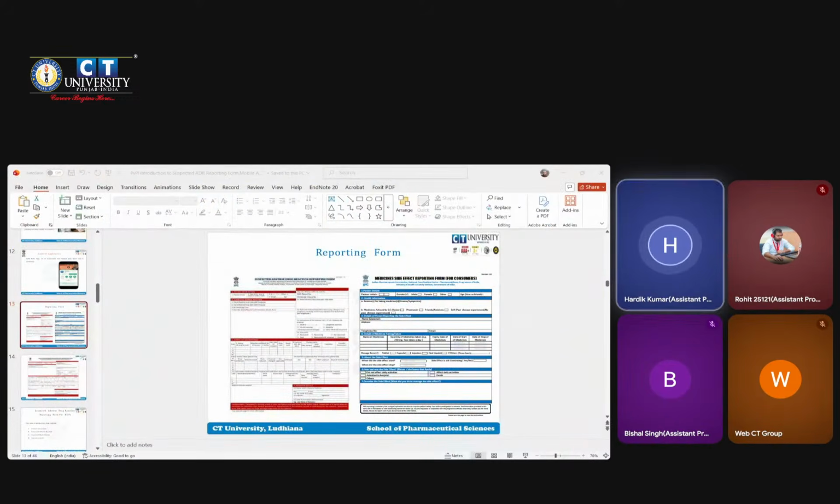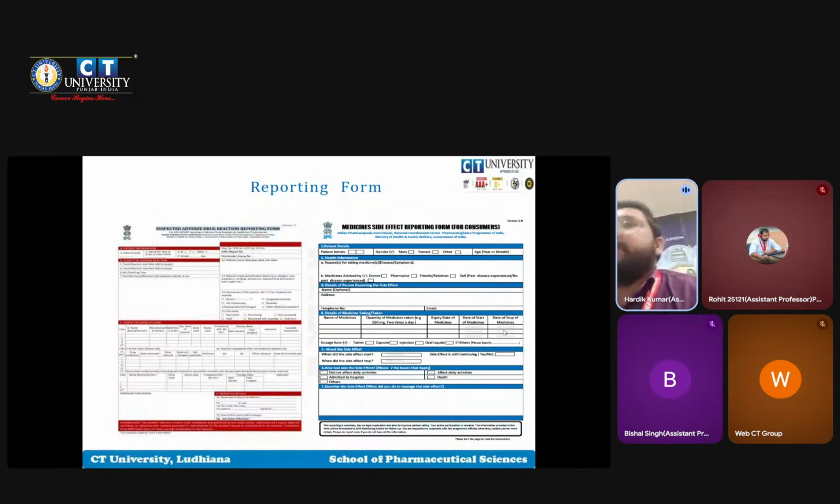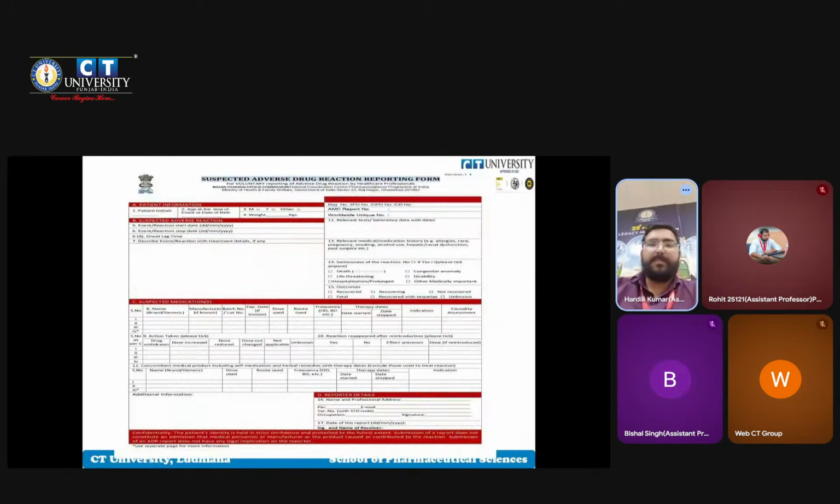Thank you, Dr. Rohit. So these are the two types of form, that is the suspected ADR form, and then the medicine side effect form. Next slide, please. In this, you will see the various columns that are A, B, C, D. And the next slide, please. Sir, next slide, please.